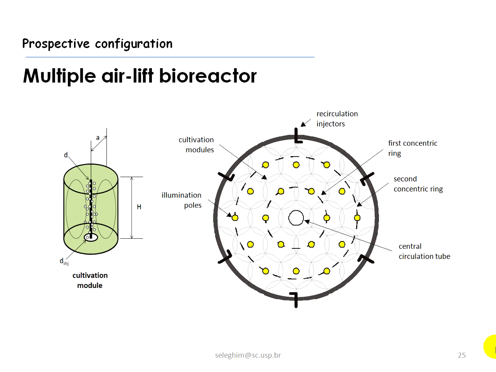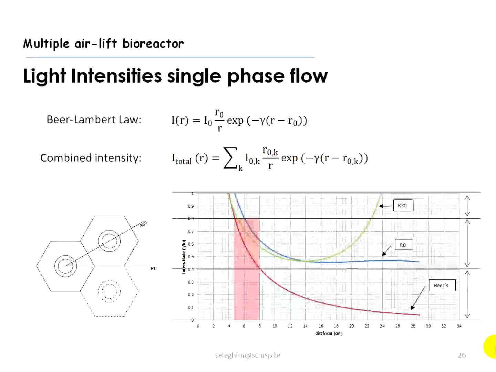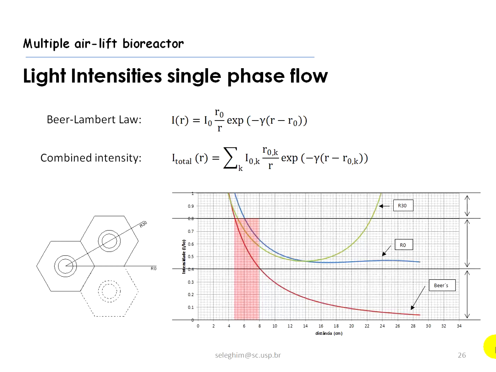So you still have the possibility of controlling the photo period, but the upscaling process is done like this. You have several of these culture modules here, arranged in rings like this, okay? So we did some light propagation studies. This is the Beer-Lambert law for a cylindrical geometry, okay? R is the distance from a specific point to the light source, okay? And the total light intensity at a given position is given by the sum of all the light sources.